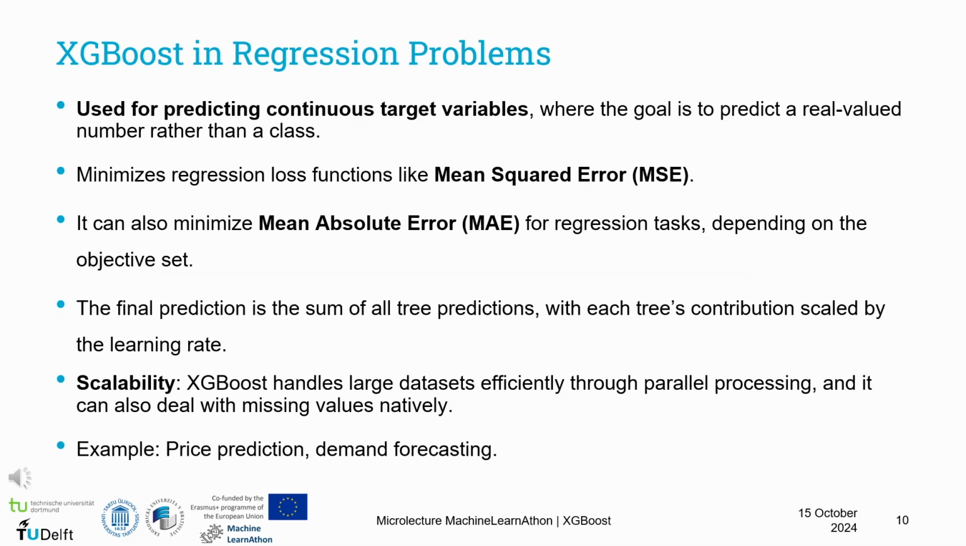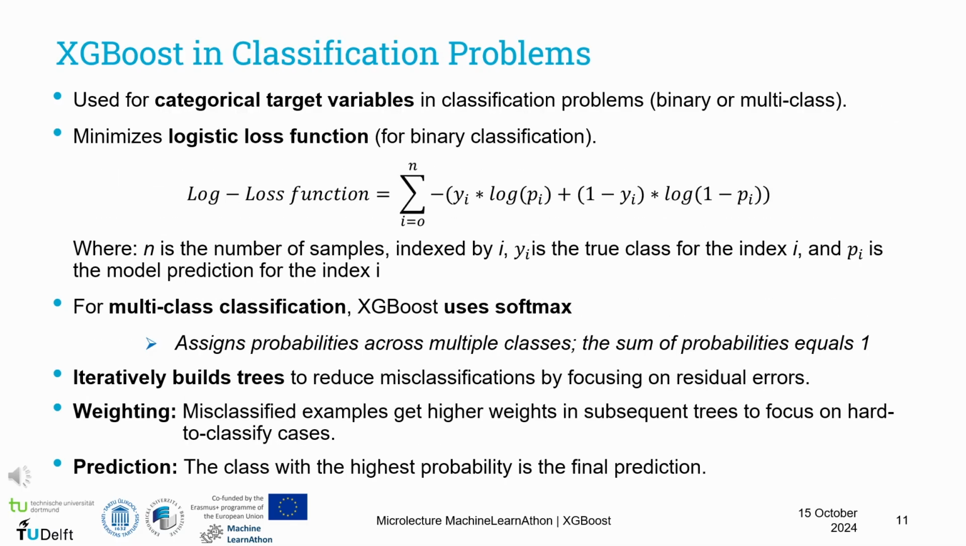XGBoost is widely used in regression problems where the goal is to predict a continuous target variable. It minimizes loss functions like mean squared error to build trees iteratively to reduce residual errors. Common applications include price prediction and demand forecasting, where small improvements in accuracy can lead to significant business impact.